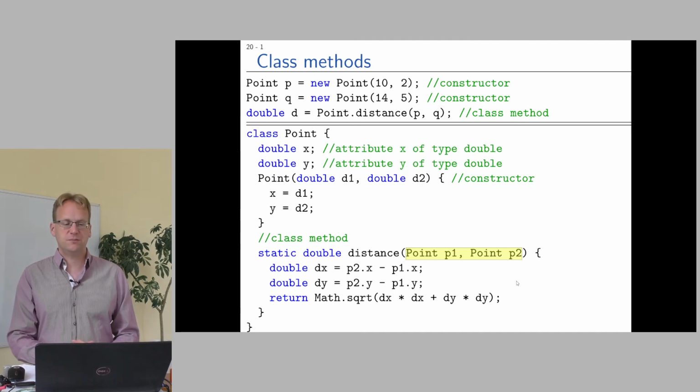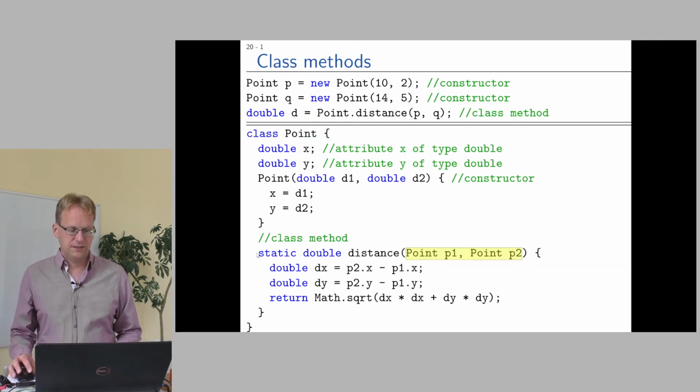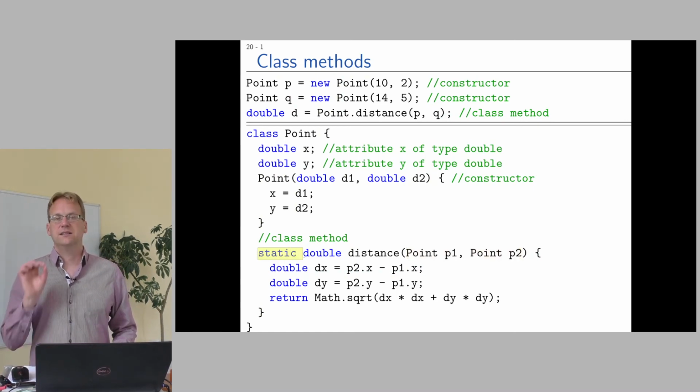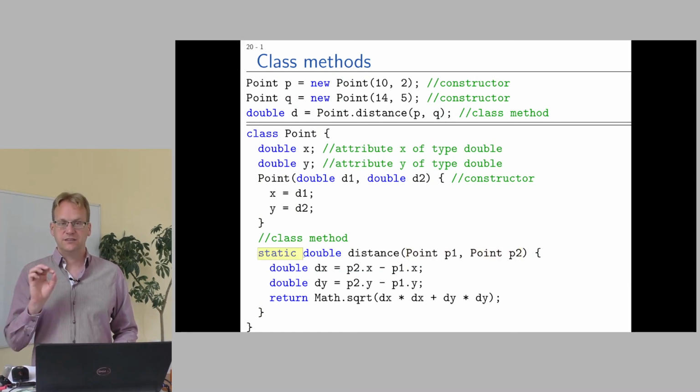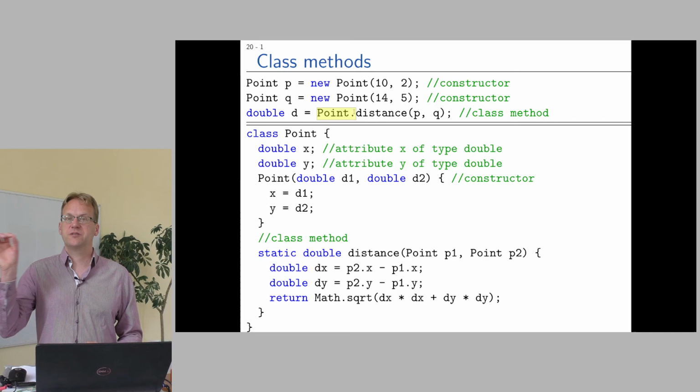So what is also important now, the difference that you see here. Here we had just double distance, but here we have static double distance. And this keyword static is just to indicate this is a class method. So static is always providing the information that this is a class method. When calling this method, you need to provide the class name and then dot the method name.